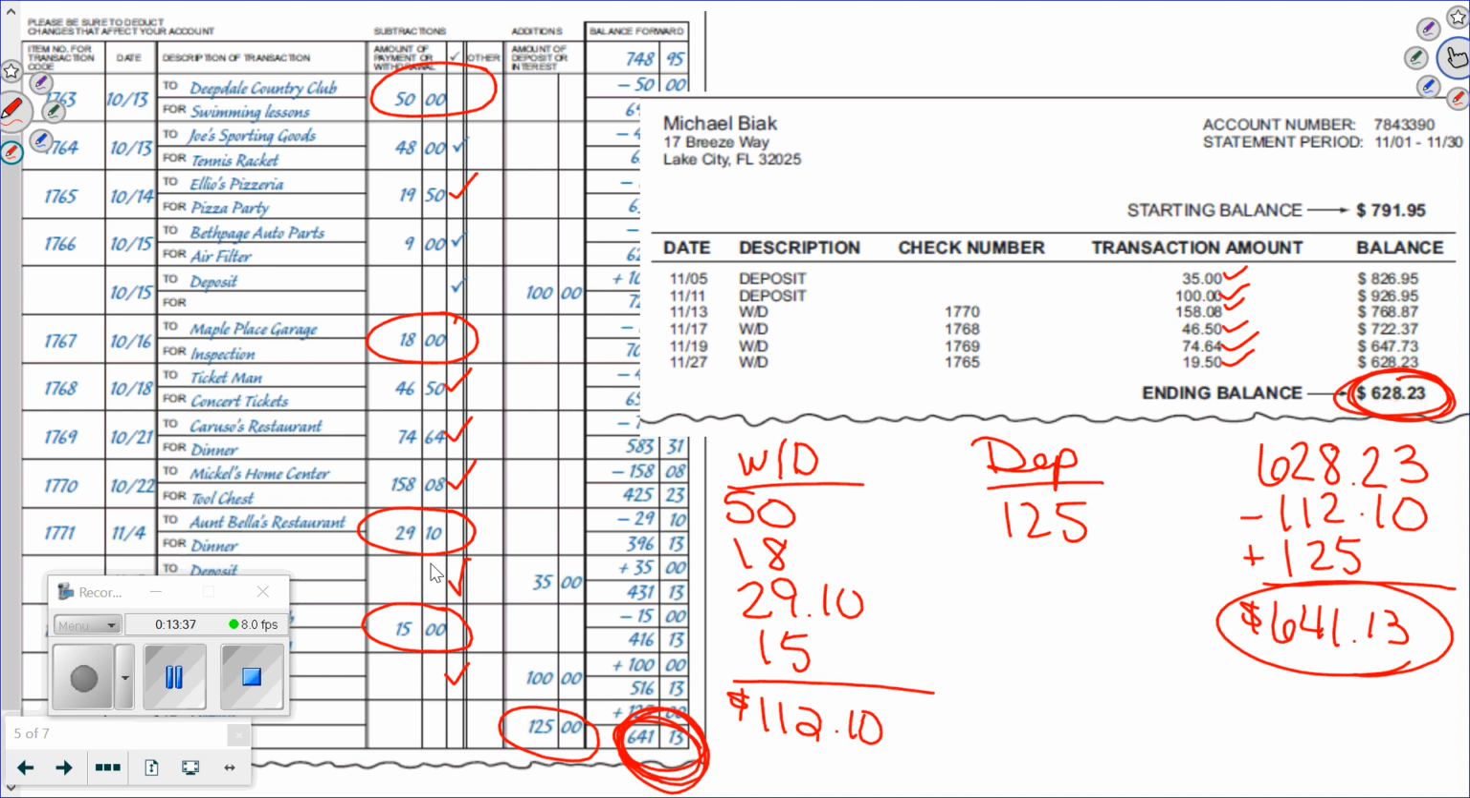So, does that make sense for what we did? We're doing the check mark, circle anything that doesn't have a check mark next to it, and then always start with the ending balance. That's the big thing.